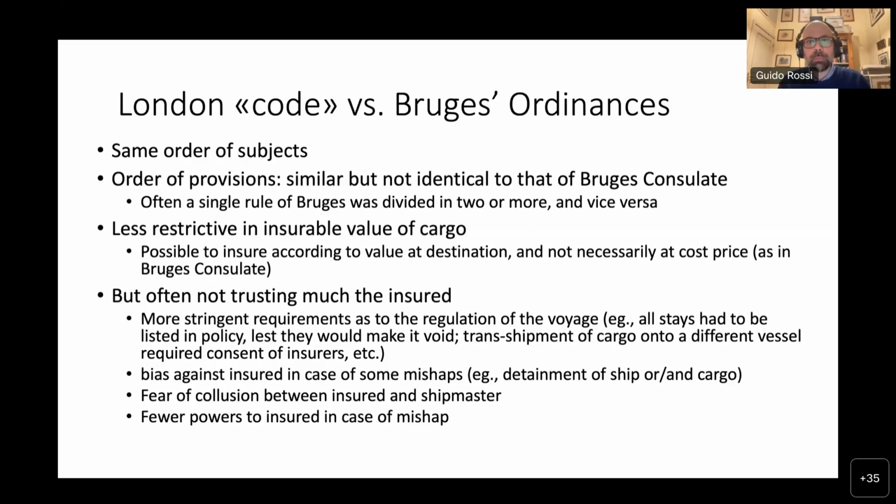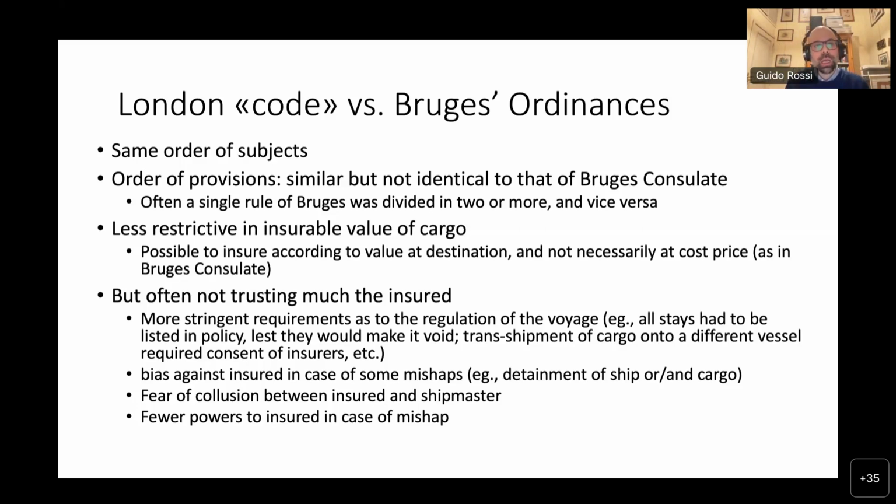London, however, allowed the insured to choose between the cost price or the value at destination. And of course, if you want to send this wool somewhere else, it's because you want to make a profit selling it there. So clearly, in the port of arrival, this merchandise will be much, much more expensive. So if you can insure at the value at destination, it's much better for you. And London is one of the very few centers, perhaps the only center, that allows explicitly to insure at the value at destination.